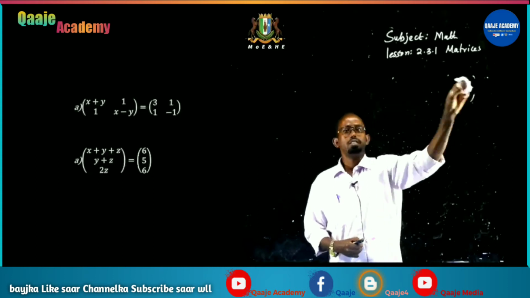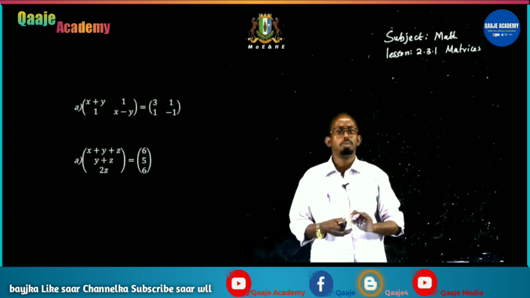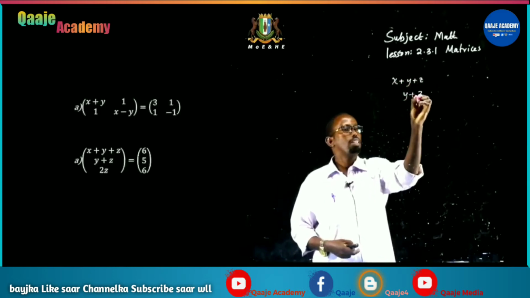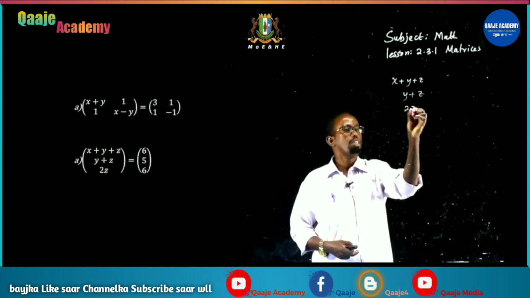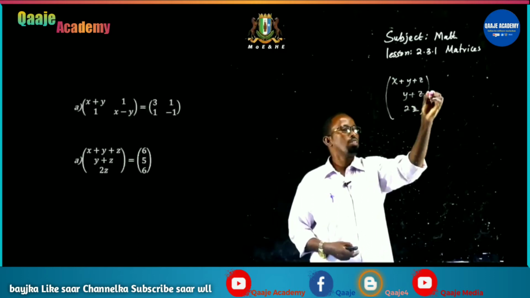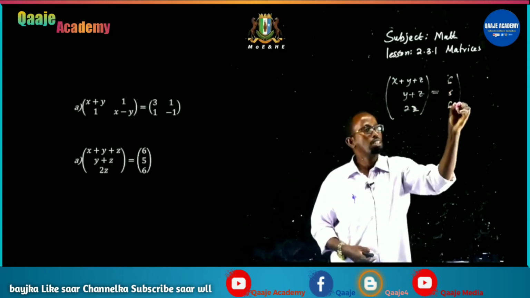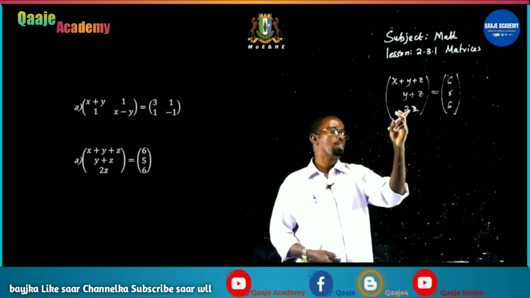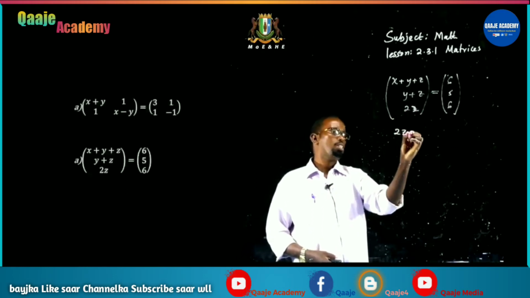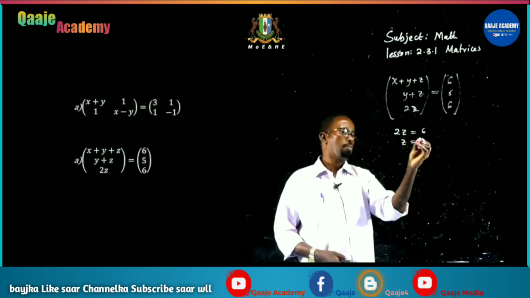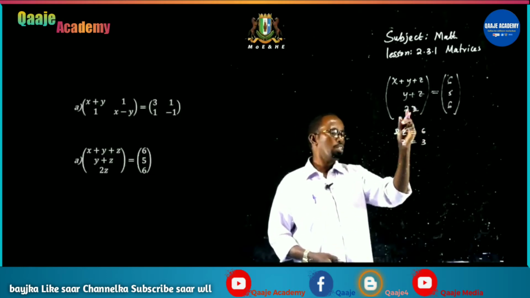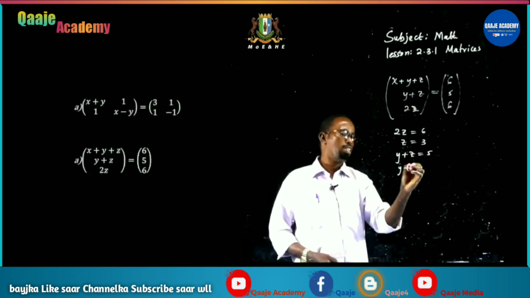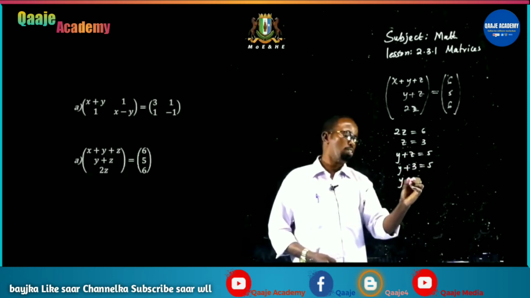So that is the second example. The next one is x plus y plus z is equal to 6, y plus z is equal to 5, and 2z is equal to 6. You are asked to find the values of x, y, and z. You start from the bottom one, so 2z is equal to 6, z is equal to 3. Now you substitute z with 3 in y plus z is equal to 5, so y plus 3 is equal to 5, y is equal to 2.